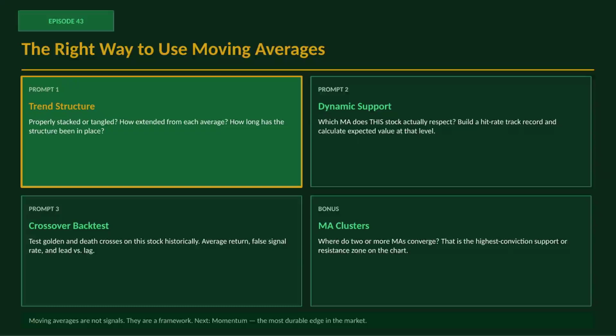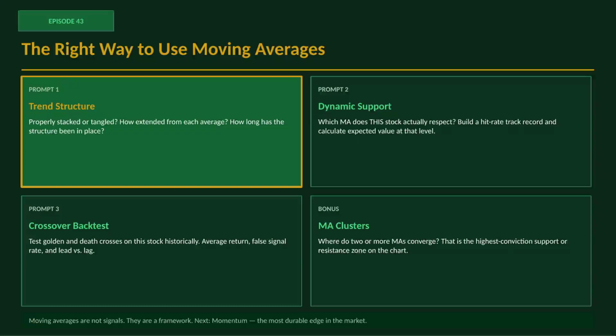Moving averages are not buy and sell signals. They are a framework for understanding trend structure, identifying dynamic support, and testing whether specific signals have worked historically on a specific stock. Prompt 1. Trend structure. Determine whether the moving averages are properly stacked and assess how extended price is relative to each average. Prompt 2. Dynamic support and resistance.